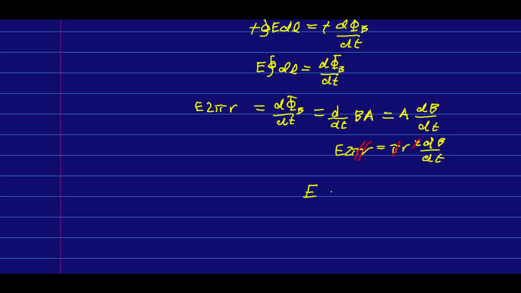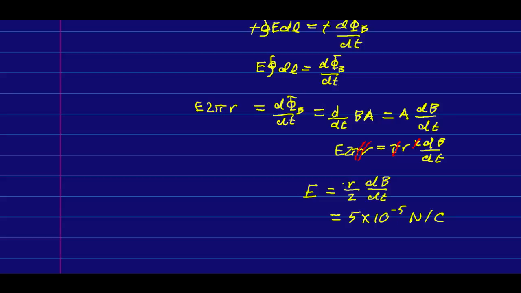So our final answer for our E field strength is just R over 2 dB by dt. This R was 10 to the negative 2 meters. This dB by dt was 10 to the negative 2 teslas per second. You can verify that that comes out to the correct units, and it is 5 times 10 to the negative 5 newtons per coulomb, which is much weaker than we're used to seeing due to things like charged rods.